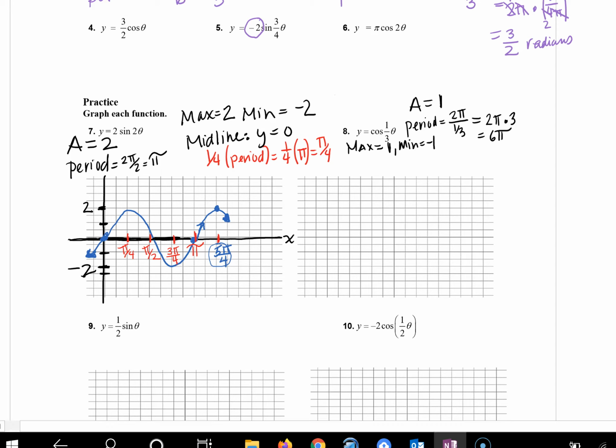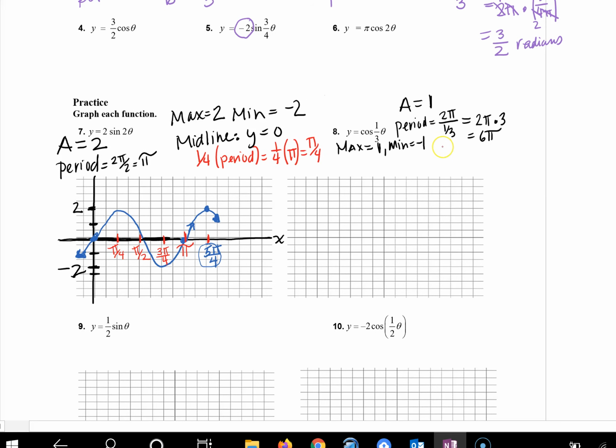We also want to know the midline. Midline would be 0, and then the 5th thing we want to know is what's 1/4 of the period. Well, 1/4 of 6 pi would turn out to be 3 pi over 2. All right, so that's what we're counting by.